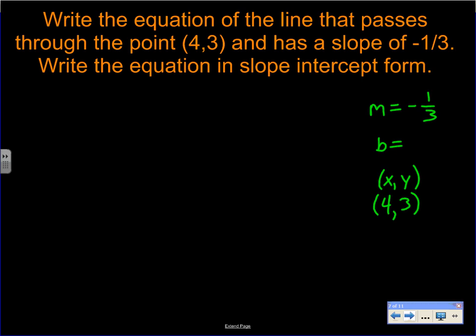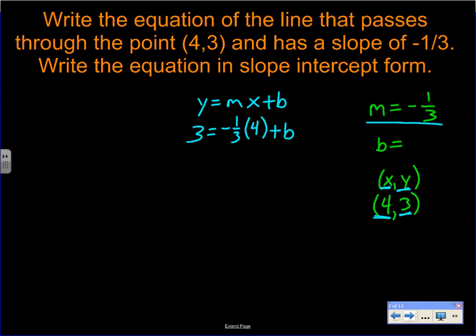Let's go ahead and substitute some values in. For m, we're going to substitute -1/3. For x, we substitute in 4. And for y, we substitute 3 in there. And this is what we have. So now we just solve for b.